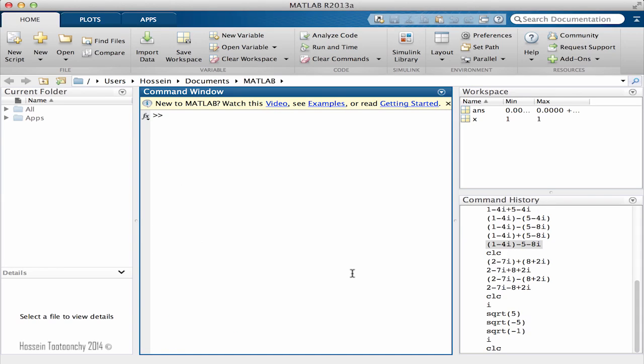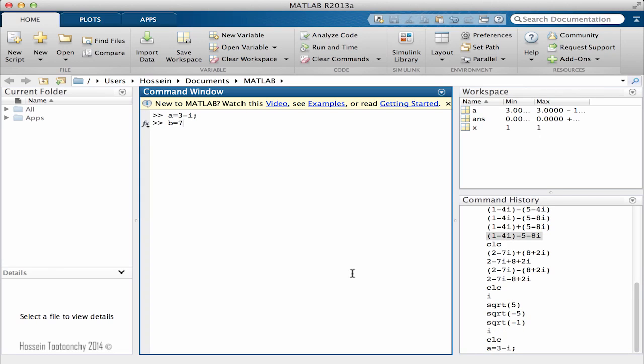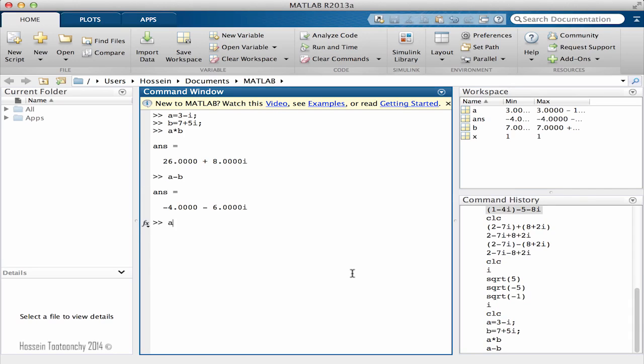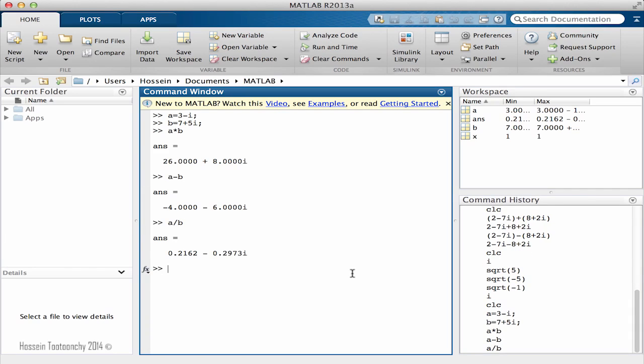In order to illustrate multiplication, division, and taking numbers to a power, let me define two variables. Let me define a equals 3 minus i, and then b equals 7 plus 5i. So I defined two different complex numbers, and now I can easily do a multiplied by b, a minus b, and a divided by b. And as you see, MATLAB has no problem dealing with this type of info.